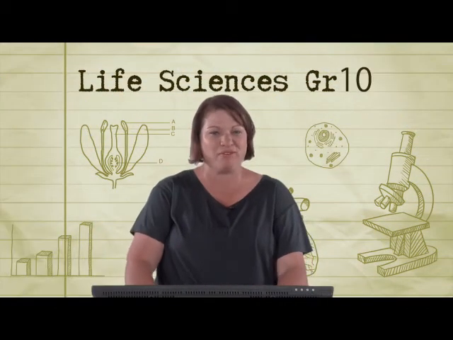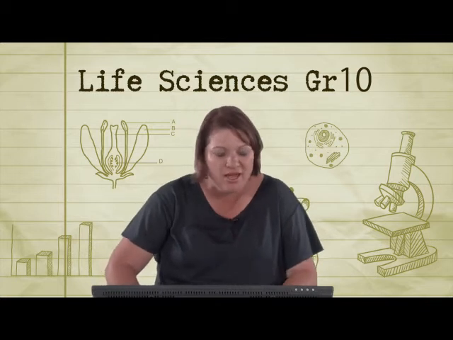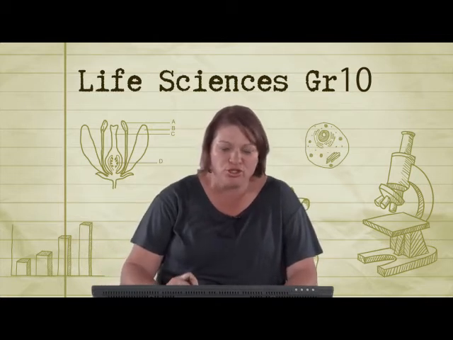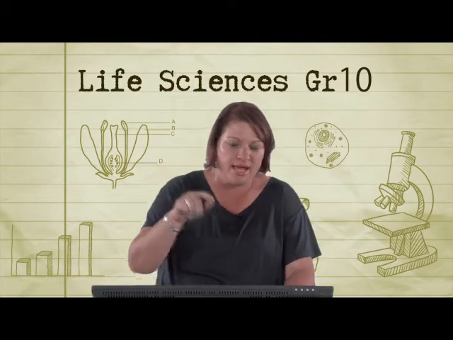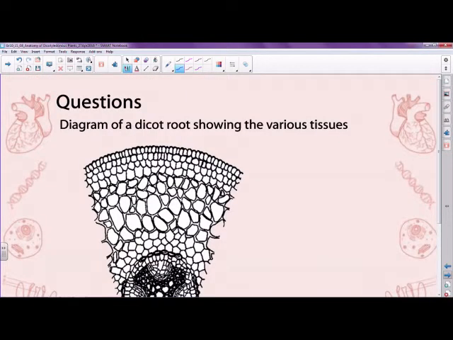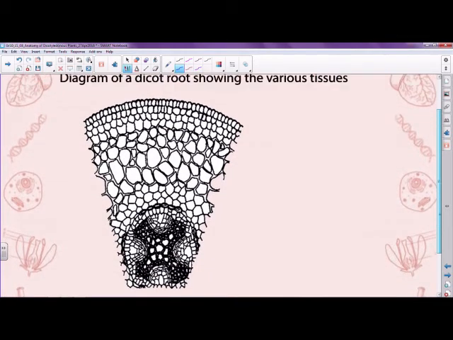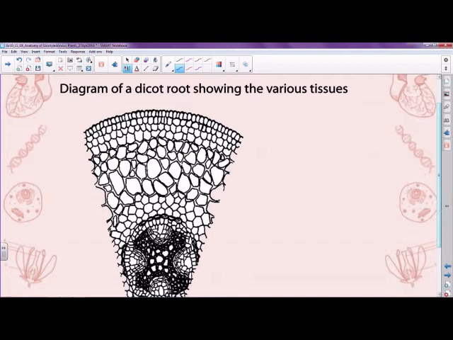Okay, welcome back from your break. Hope you had a bit of a stretch of the legs and you're ready to carry on. Okay guys, the next diagram I'm going to show you is exactly the same as that, right? It's the same one that I have shown you at the line diagram. So let's have a look what it looks like. All I've done is I've taken that line diagram, and instead of using just straight lines to show the different areas, now you should be able to identify the different kinds of tissues.